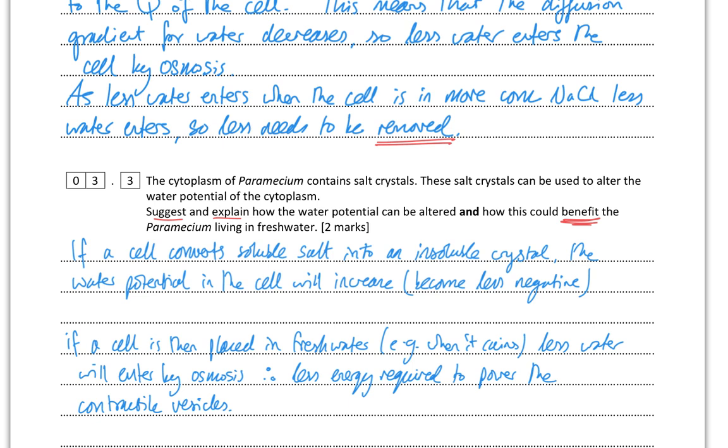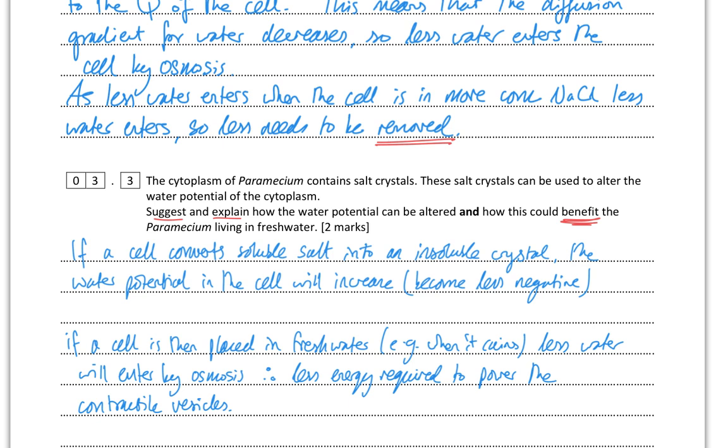But who knows? So I've just put, if a cell converts soluble salt into insoluble crystals, the crystal is visible, it's not dissolved, is it? Then the water potential in the cell will increase, it becomes less negative. So if I turned all the salt into a crystal, I'd go to 0 kPa. It would have no solutes in it, it would all be out of solution. So yeah, it's going to raise the water potential, but less negative is less confusing.